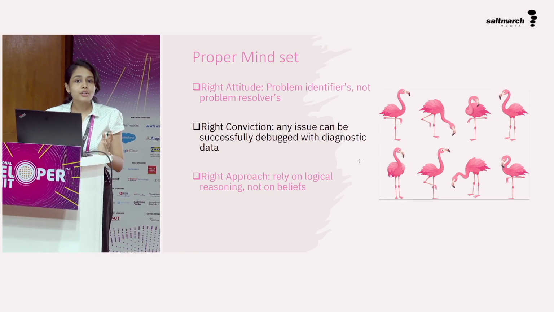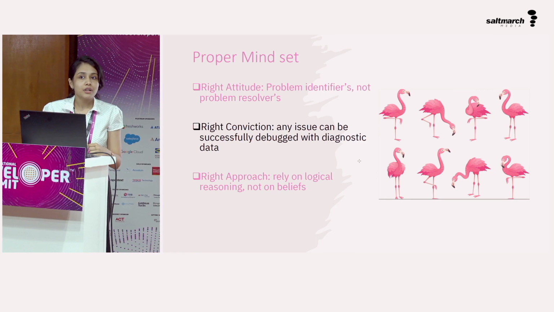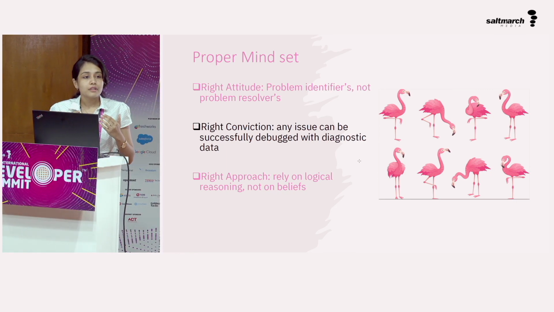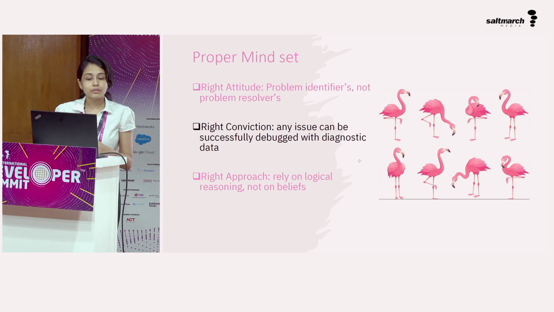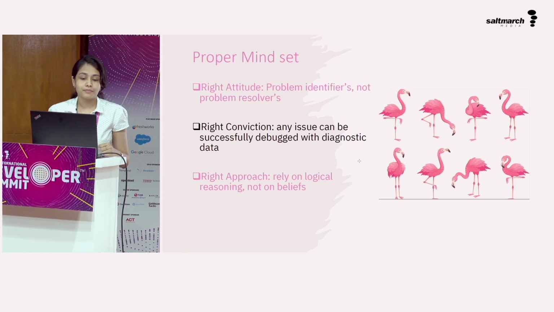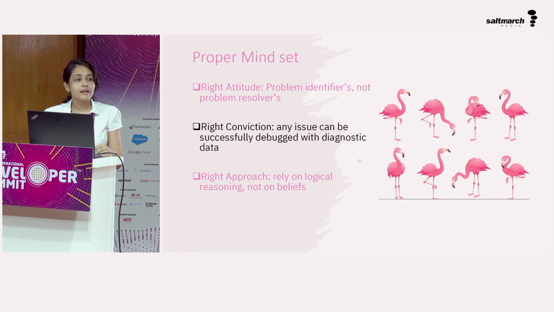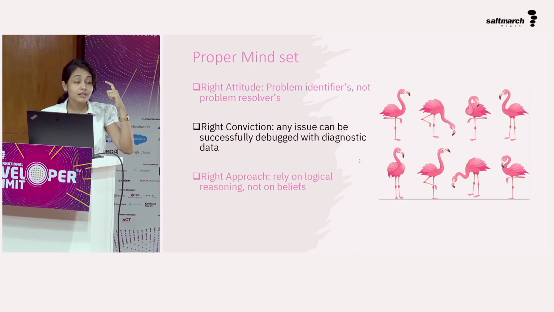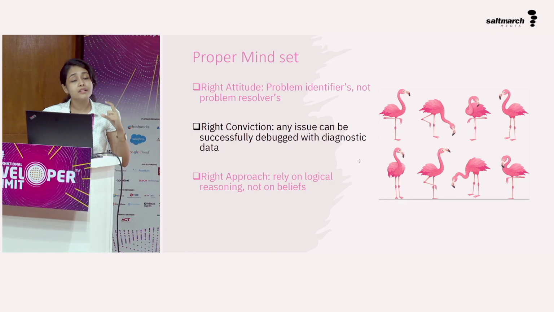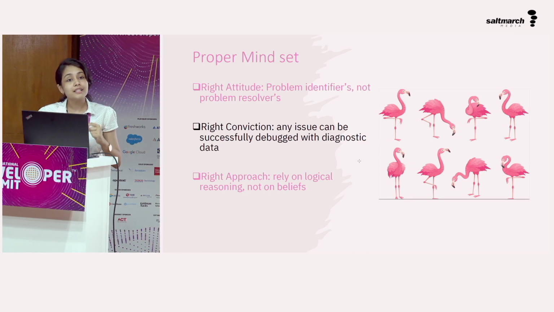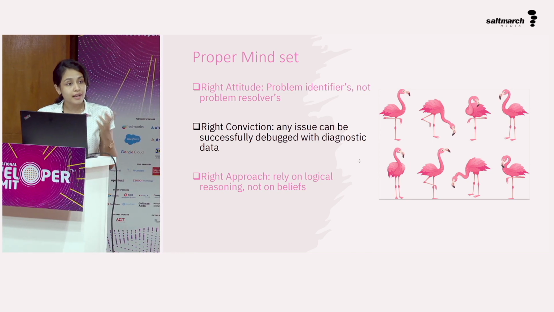And the second thing that you should have is the right conviction. You should believe that with the right diagnostic data, it is possible to successfully debug any issue. So that conviction should always be there. And the right approach, like I said, you should always rely on logical reasoning. And your logical reasoning, the way you think, the mindset, is actually very important in determining what kind of methodology you need to use, what kind of tool you need to use. Because in debugging, in most cases, it is the way that you approach the issue that actually matters.